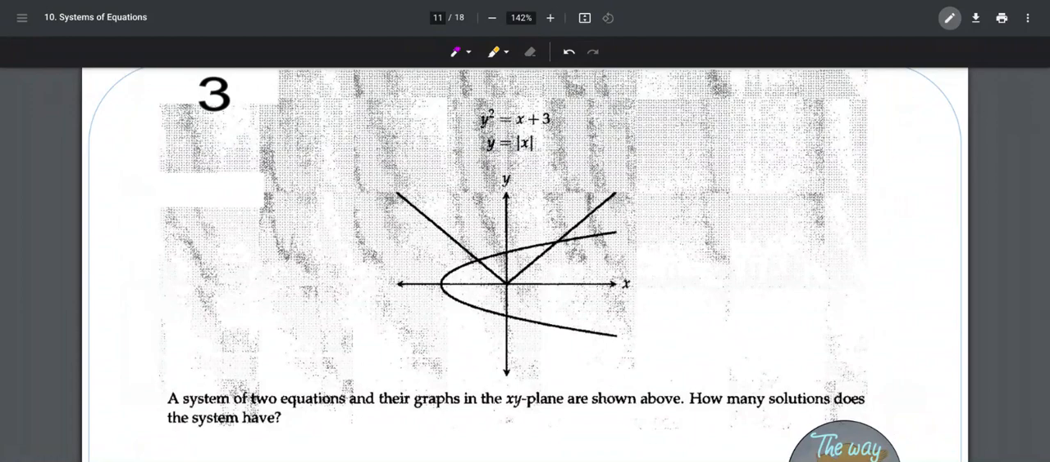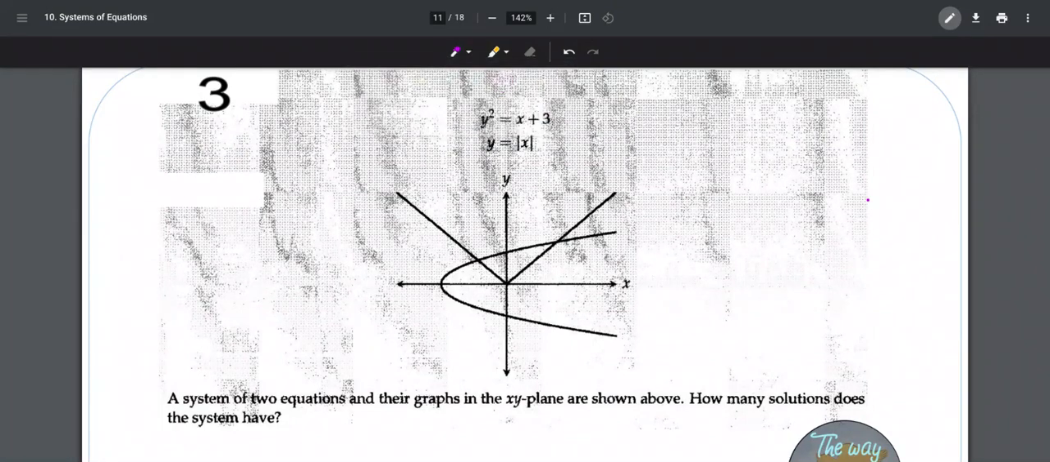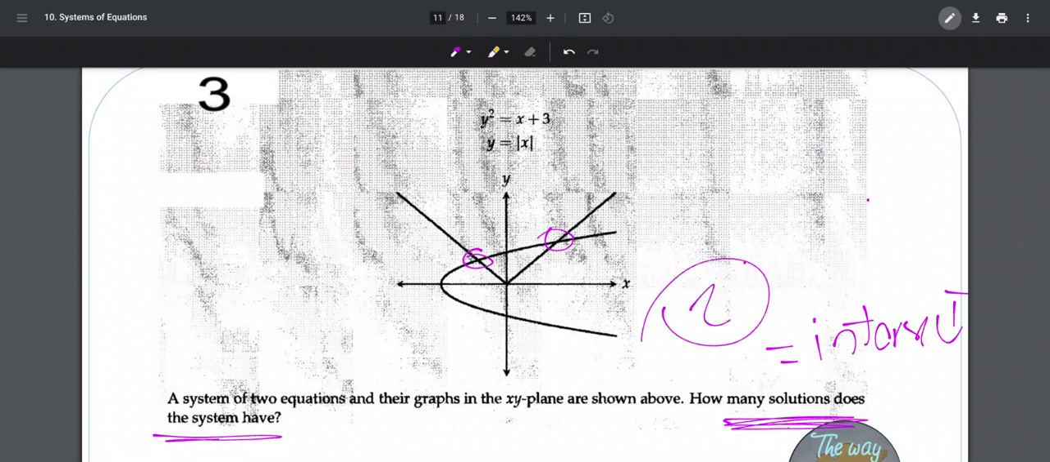Okay, we have a very big system. This is a graph, but we want to look at the question. The question is, how many solutions does the system have? Remember, one of the first things I told you in this video is that solutions equal intersection. Basically, they're asking us how many intersections they have. So all we have to do is find, okay, intersects once, intersects twice. The answer is 2. That's it.